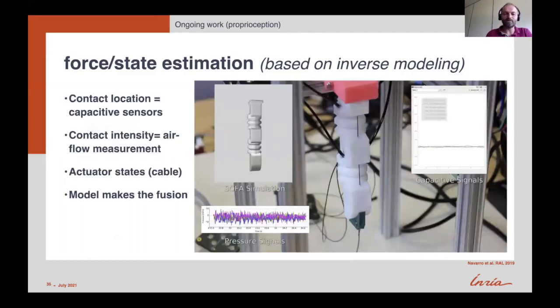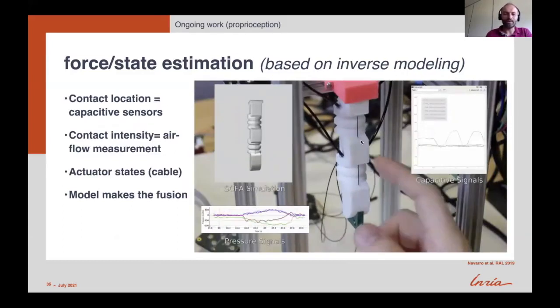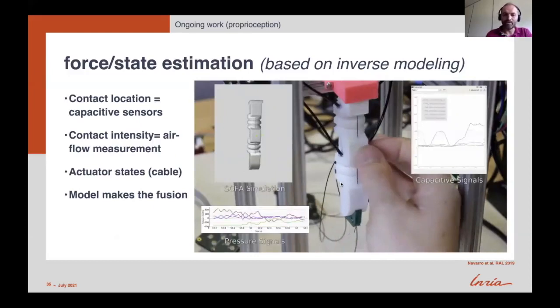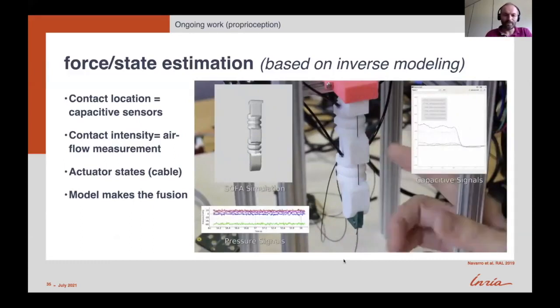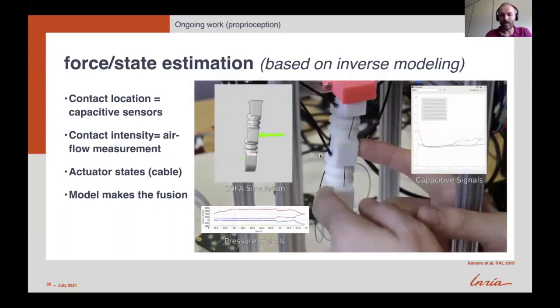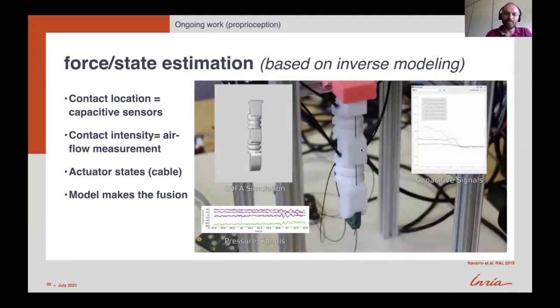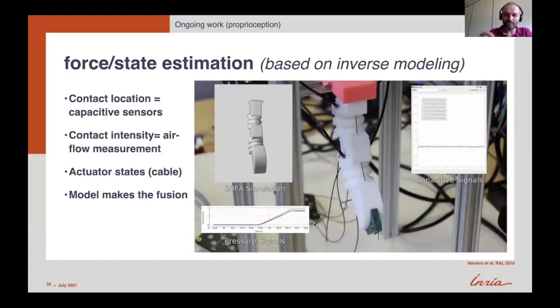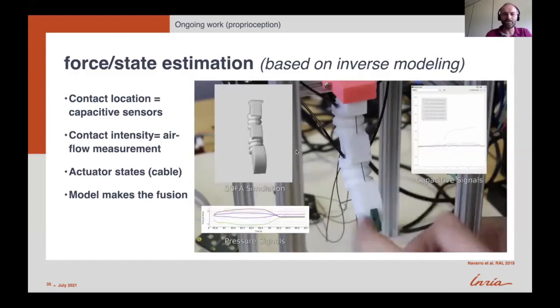So we have done that on this small finger. You can see here that by measuring the airflow on the cavity that are placed on this finger, we are able to find the force applied on the finger. And you see that we can also have multiple forces. On the finger, we have capacitive sensors to know the location of the force. And thanks to the airflow, we measure the intensity of the force of the user. And it's also compatible with actuation. So here we have a cable, you see, and the model is able to adapt to this change of actuation state.